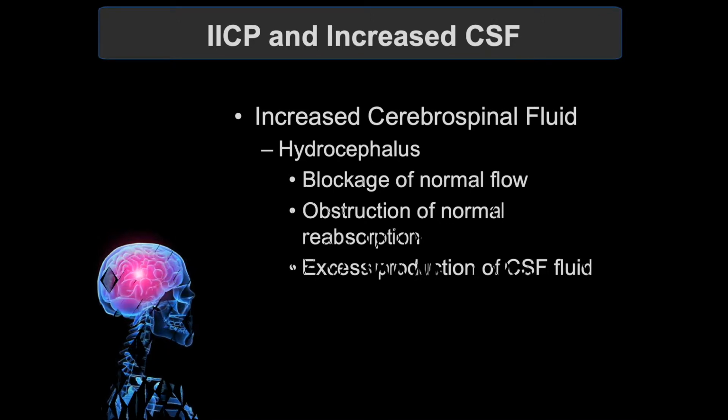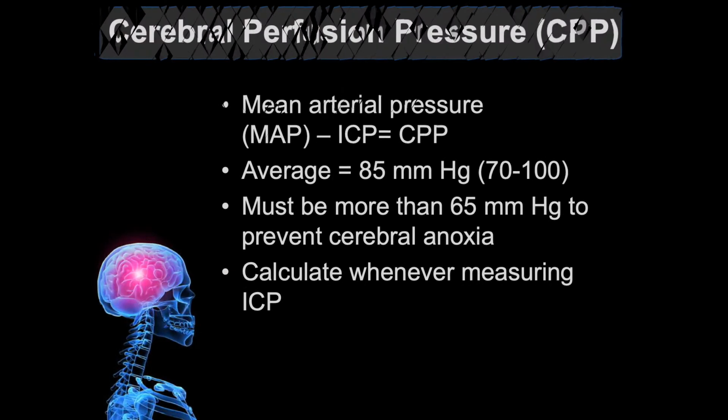These types of patients, therefore, need to be monitored for proper perfusion to the brain tissue, also known as cerebral perfusion pressure, or CPP. In order to calculate that number, you should take the mean arterial pressure and subtract the intracranial pressure to equal the cerebral perfusion pressure, or MAP minus ICP equals CPP.